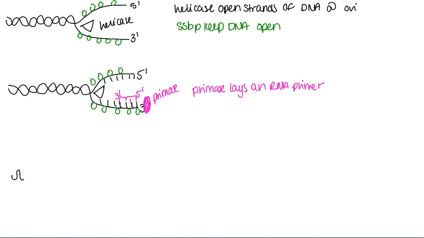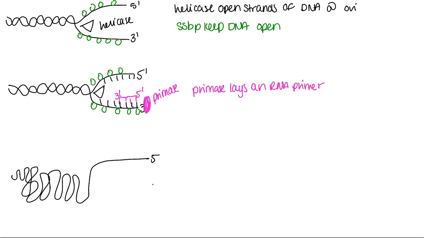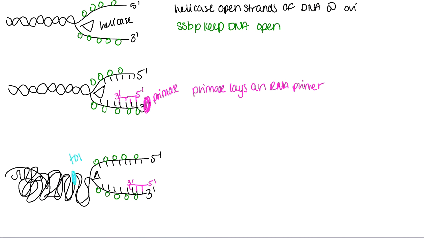So we're going to draw a tangled piece of DNA here because we've started opening things up more and more. You can probably tell what protein is going to come in here next. Okay, so we're going to have a couple of proteins down here. We're going to have our topoisomerase, and our topoisomerase is going to untangle the DNA.